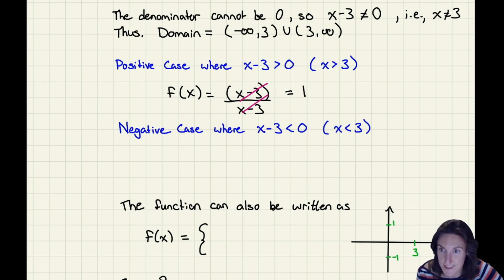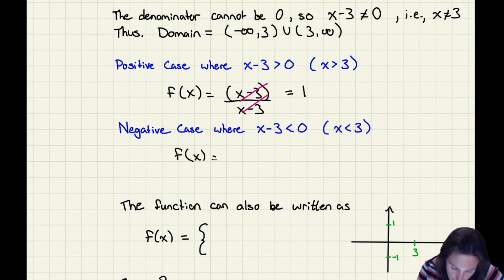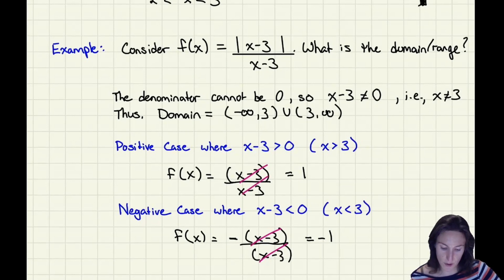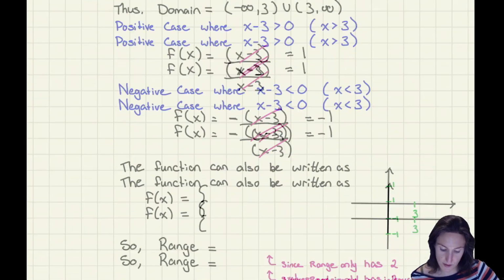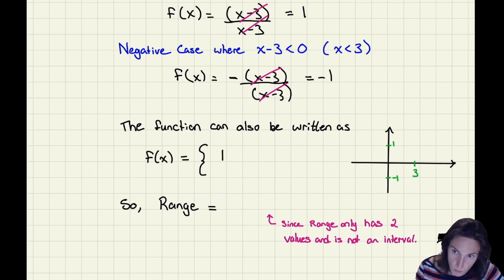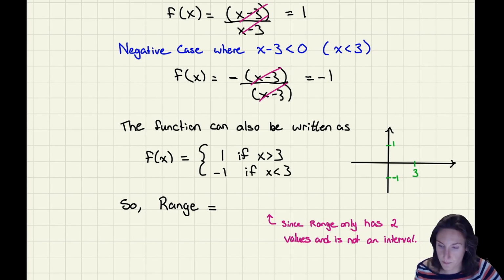In the negative case, when x is less than 3, or in other words, when x minus 3 is less than 0, that's when we would take the negative of the absolute value part. So minus x minus 3 divided by x minus 3. Again, these are the same terms, so they cancel, and this is the same as saying negative 1. So in other words, it would be valid to write the function as just being 1 if x is greater than 3, or negative 1 if x is less than 3.